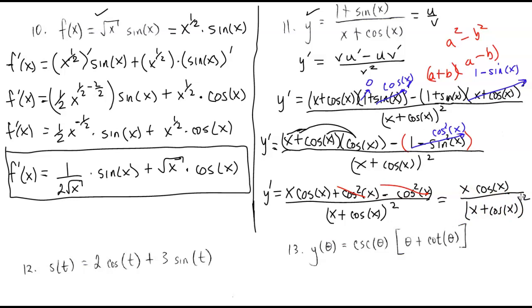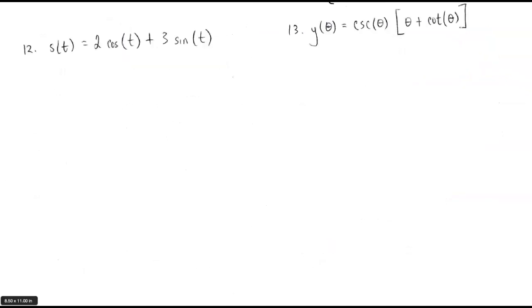All right, so let's look at our last two examples. For example number 12 here, notice that we just have the sum of two functions, and one of them has a cosine in it, and one of them has a sine in it. So here we know that the derivative of the first term, we just ignore that constant.